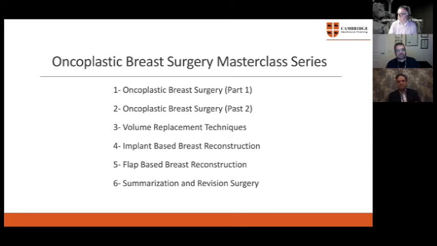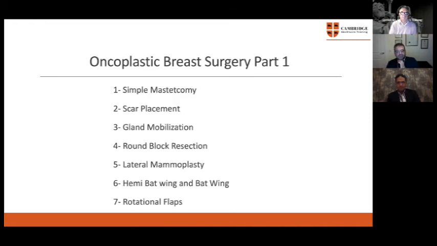One is oncoplastic breast surgery part 1. One is oncoplastic surgery part 2. One is volume replacement techniques. One is on implant-based breast reconstruction. One is on flap-based breast reconstruction, and one on symmetrization and revision surgery.